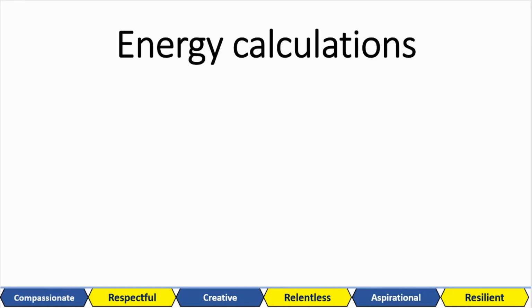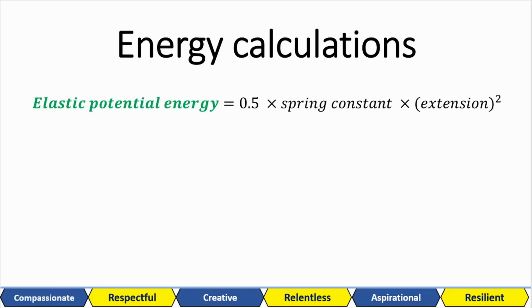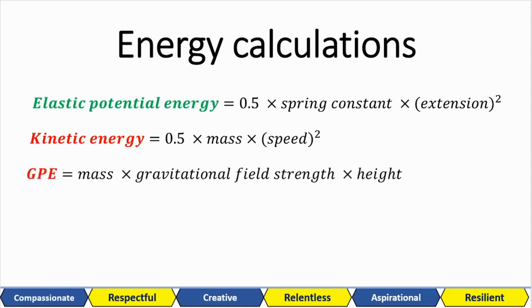We will look at 3 different calculations in this lesson. The first one is given to you, so you'll get this in your calculation sheet. Elastic potential energy. This is half times the spring constant times the extension squared. Kinetic energy is half times mass times the speed squared. Gravitational potential energy is the mass times the gravitational field strength times the height.